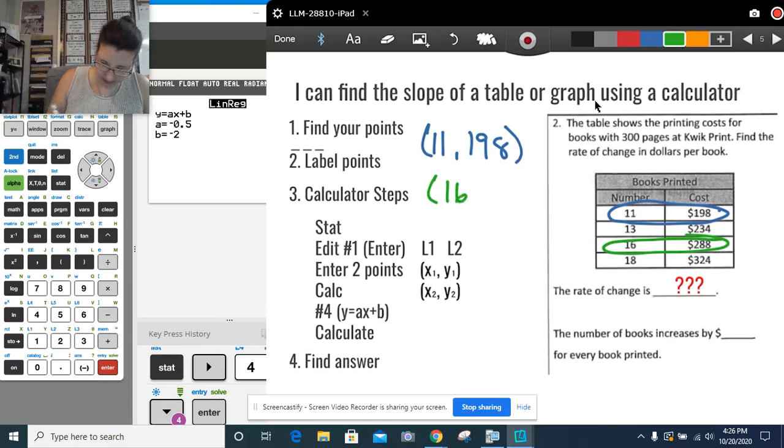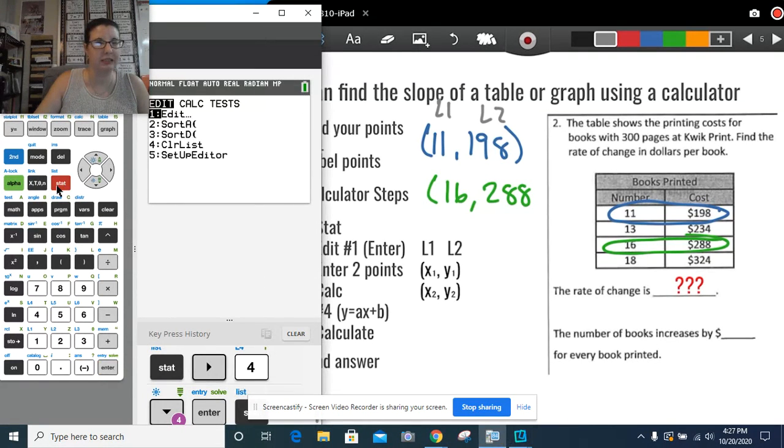Oh, it's going to be 16 and 288. And I wrote them vertically, so I have L1 here and L2 there. And that's going to matter when we get into our calculator. So I've found my points, I've labeled my points, and now it's time to do my calculator steps.